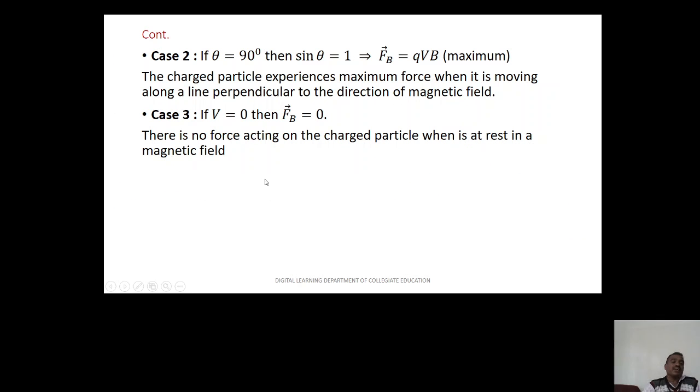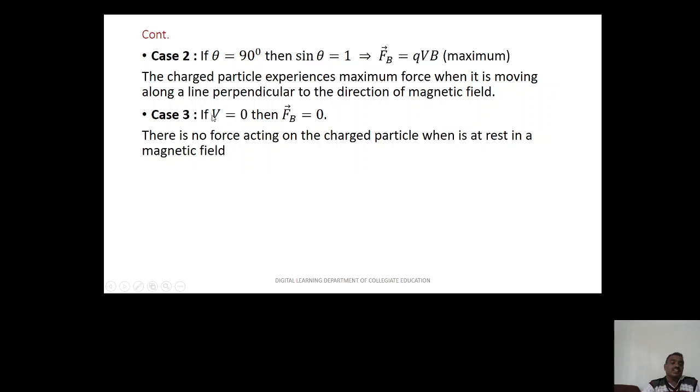Next, we will move on to another condition. If theta is equal to 90 degrees, then sin theta is 1, and F_B is equal to QvB, or the charged particle experiences maximum force when it moves along the direction perpendicular to the magnetic field.